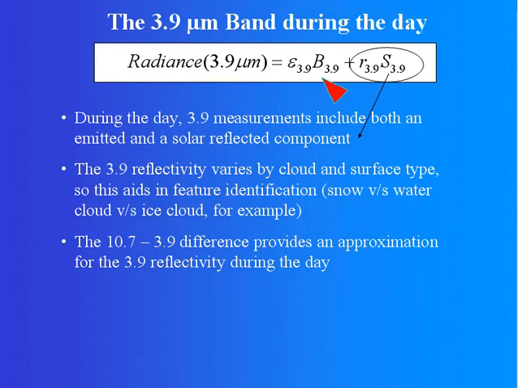Now, the 3.9 reflectivity, which is this R3.9, varies by both cloud and surface type. And this actually aids us in feature identification. For example, if you want to identify snow versus a water cloud or an ice cloud. Now, we can actually calculate the 3.9 reflectivity, or this R value, in AWIPS. But what you can do is use the difference product, once again, the same difference product during the day, and it provides a pretty good approximation for the 3.9 reflectivity.